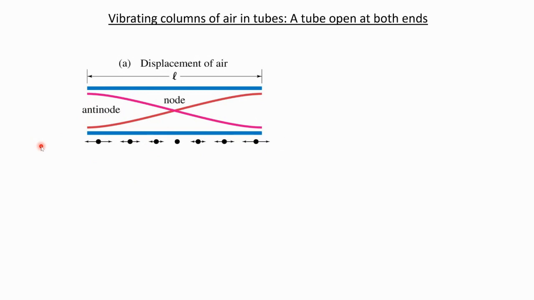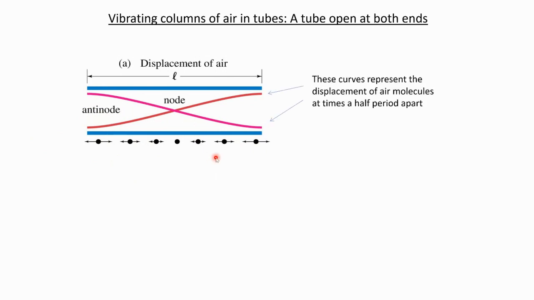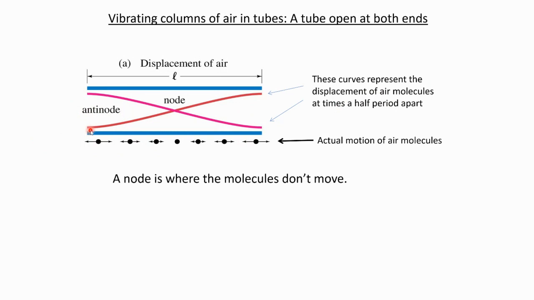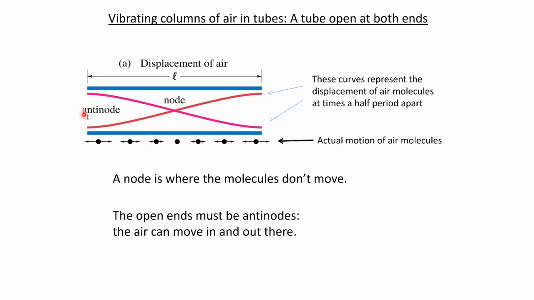Okay, so let's discuss what kinds of standing waves we can set up in a tube like this. So here I've told you something. These curves represent the displacement of molecules at times half a period apart. One entire period is when the molecule moves out, in, and then back out again. There's the actual motion of the molecules. The node is where the molecules don't move, and the open ends are called antinodes. So the air can move in and out where the antinodes are.